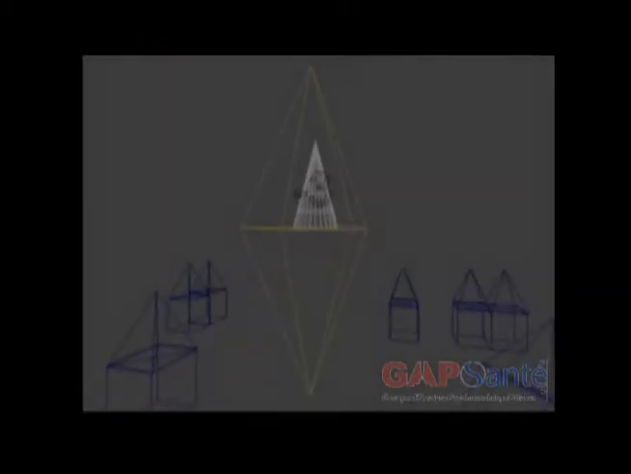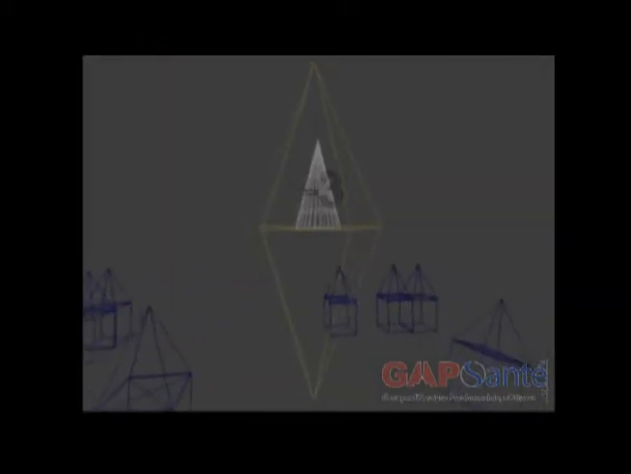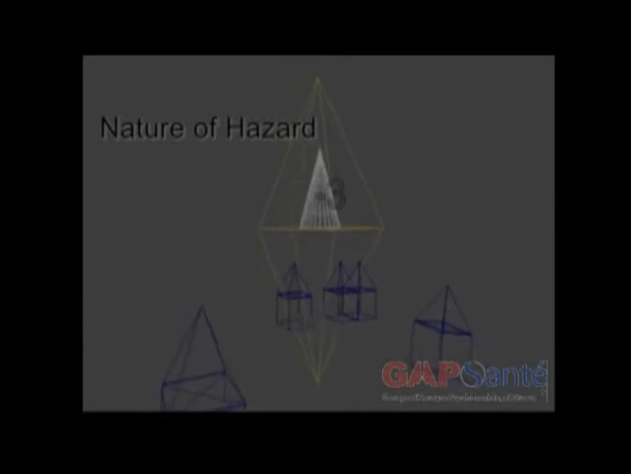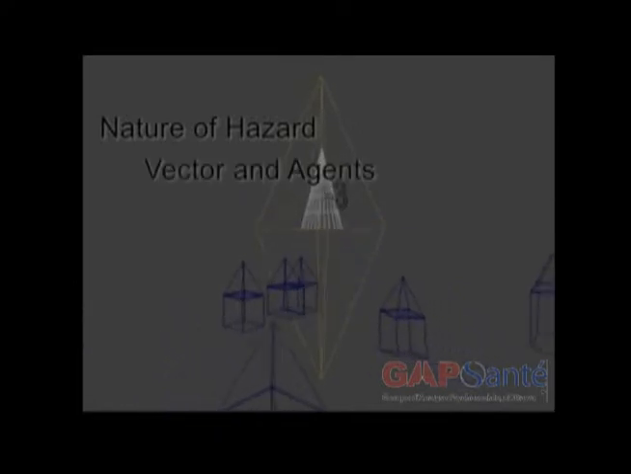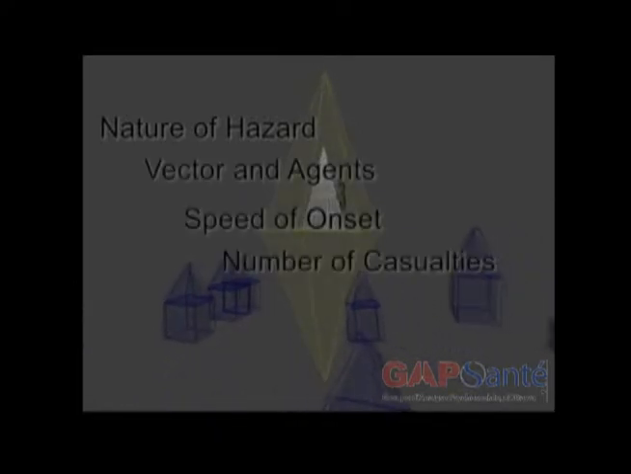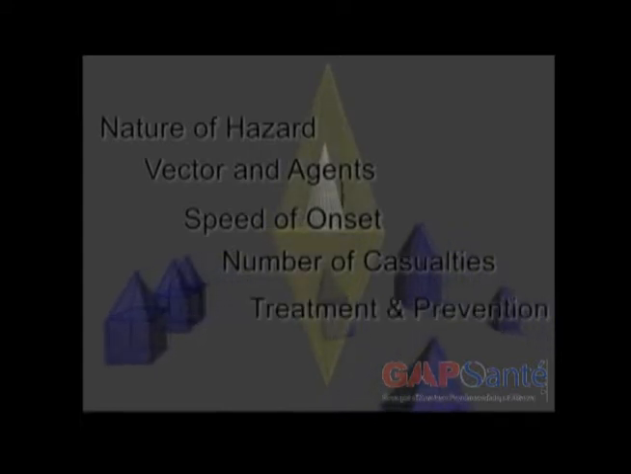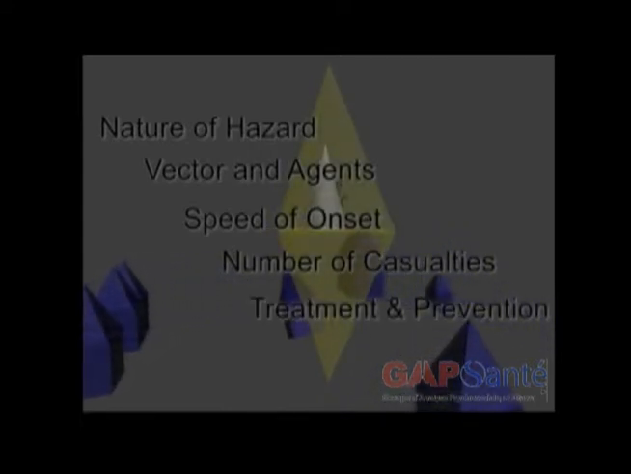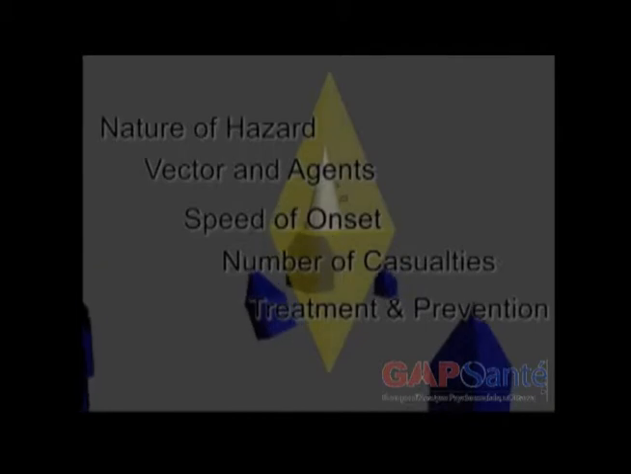The yellow diamond represents the situation. It includes the nature of the hazard, its vector and agents. Speed of onset, number of casualties, and established treatment and prevention protocols are examples of characteristics of the situation.